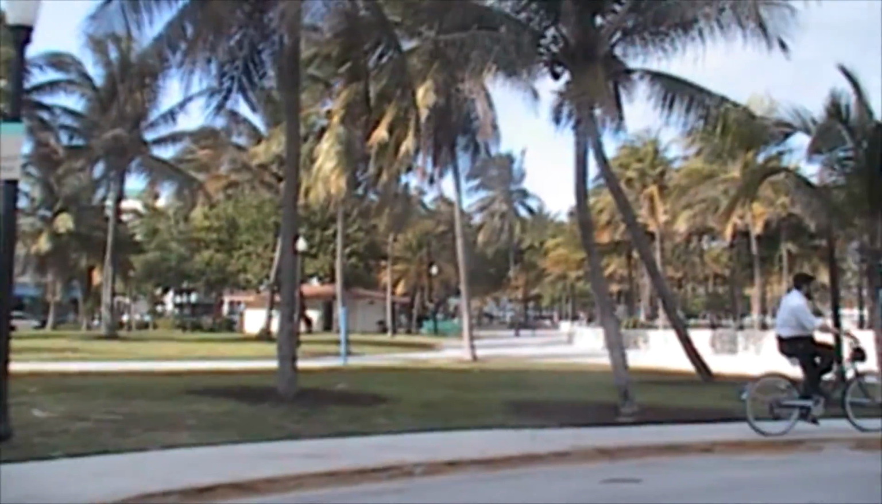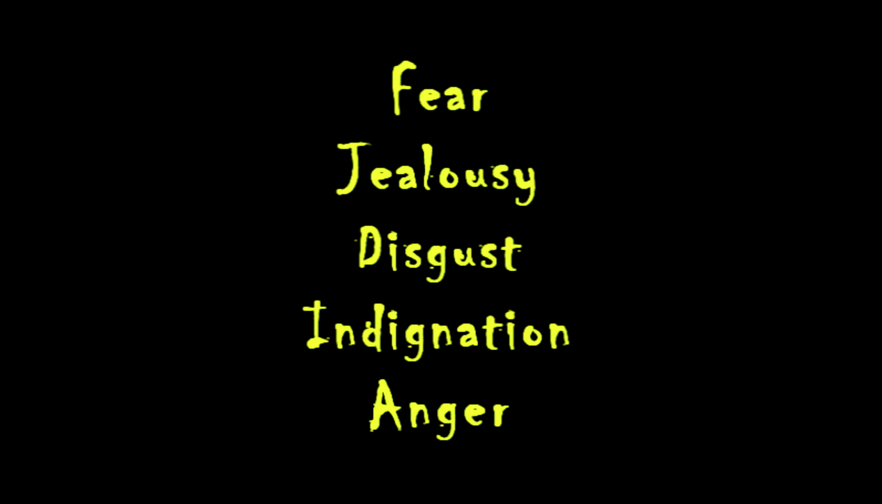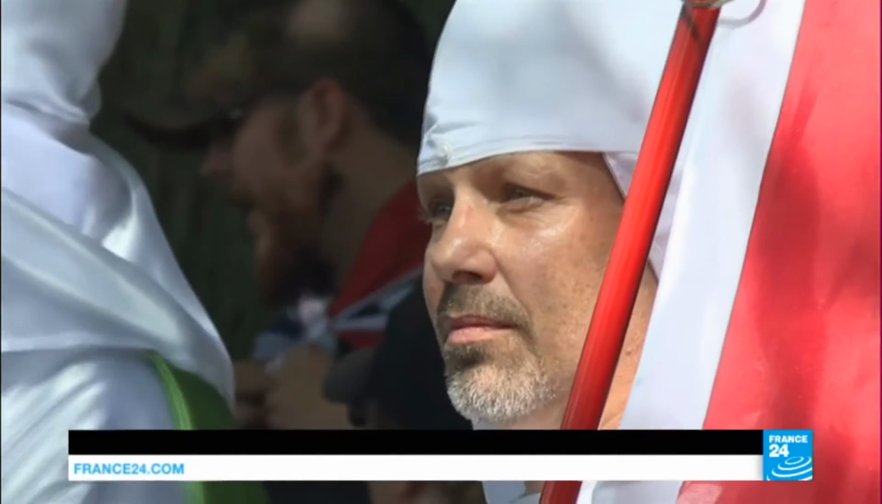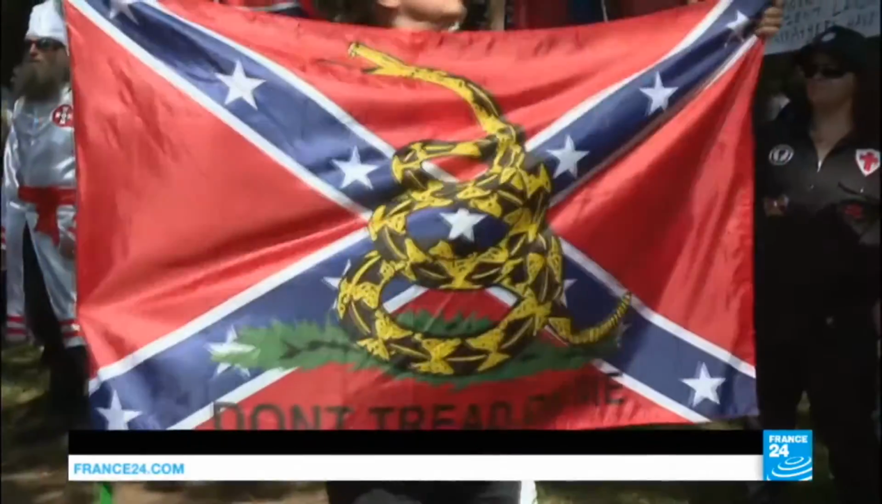However, there are a few things that stand in the way of a person making an effective cognitive connection. These things are fear, jealousy, disgust, indignation, and anger. Fear is one of the most studied of these emotions. We know that a lot of people use fear to persuade people to do things or to change their attitude toward an object, event, or situation.